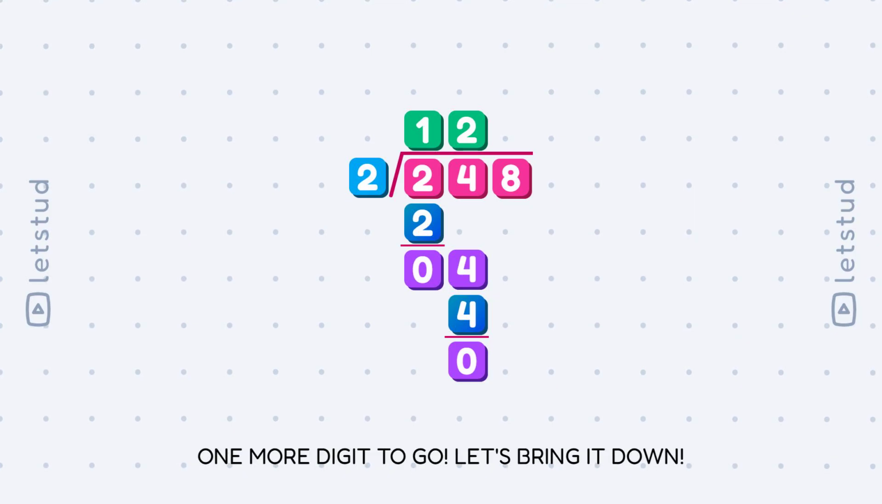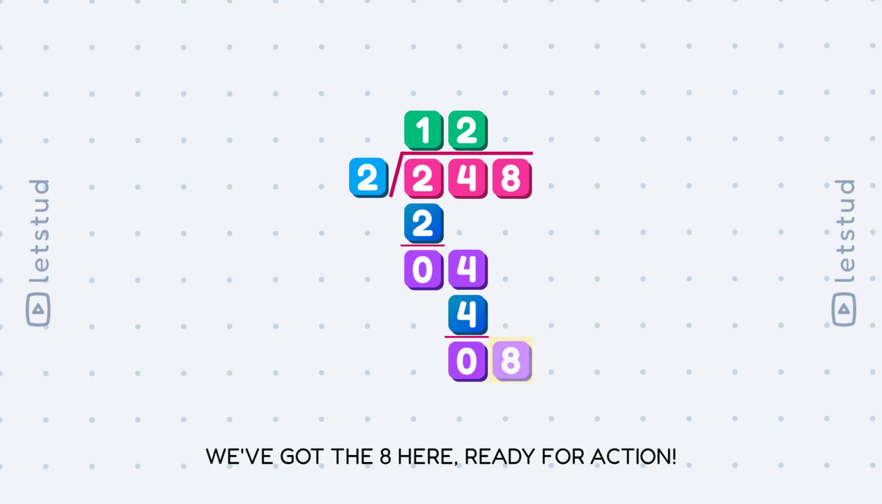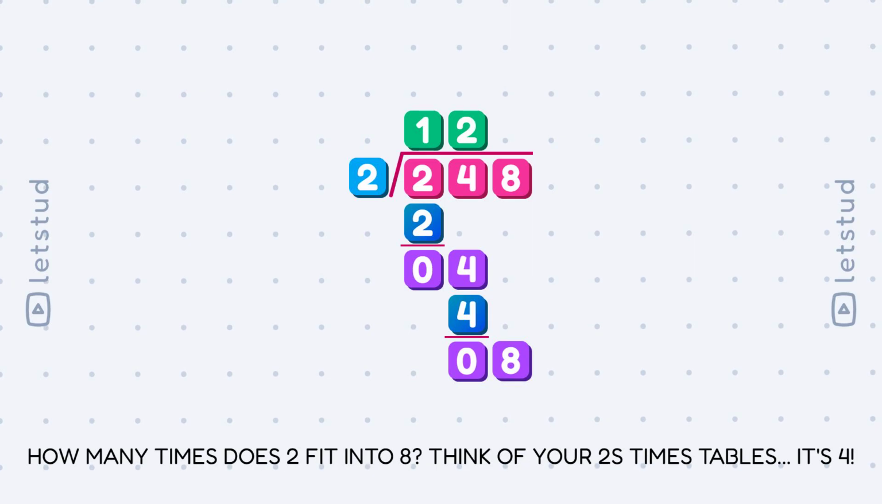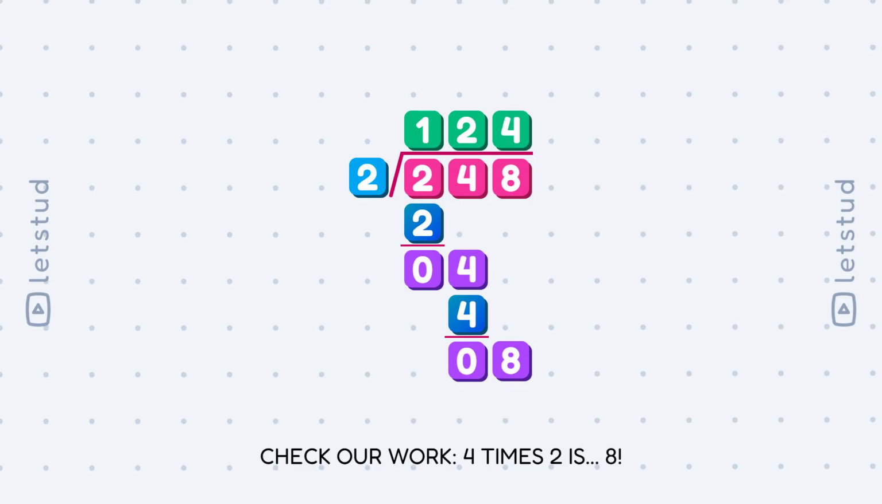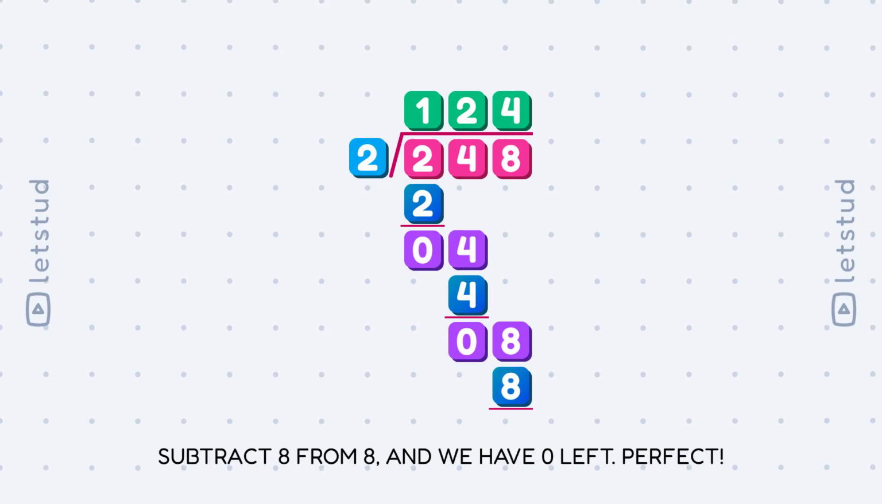One more digit to go, let's bring it down. Last but not least, we bring down the 8. We've got the 8 here ready for action. How many times does 2 fit into 8? Think of your 2's times tables, it's 4. Check our work: 4 times 2 is 8. Subtract 8 from 8 and we have 0 left, perfect.